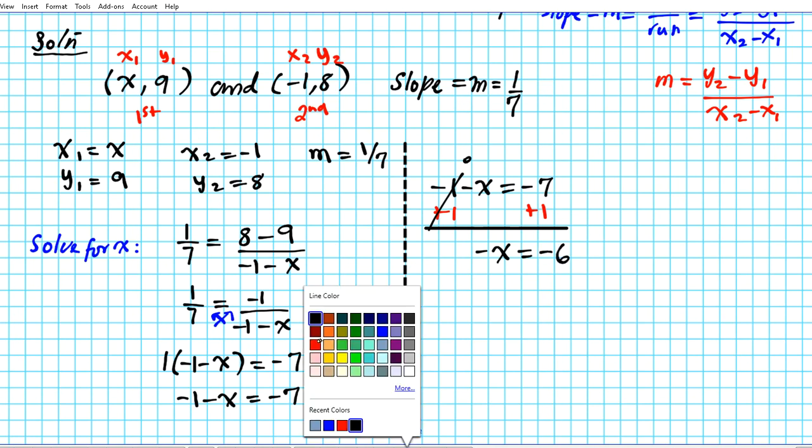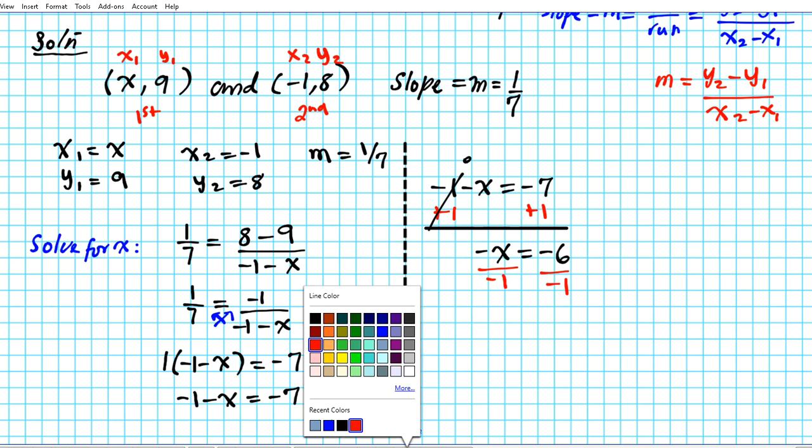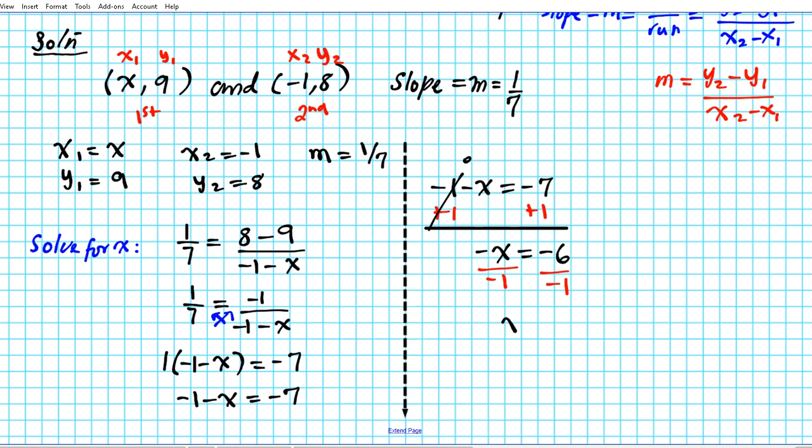Now to get x by itself, we will divide both sides of the equation by negative 1. And then our final answer, x, is going to be 6. So this is the x value that causes the slope through these 2 given points to be 1 over 7.